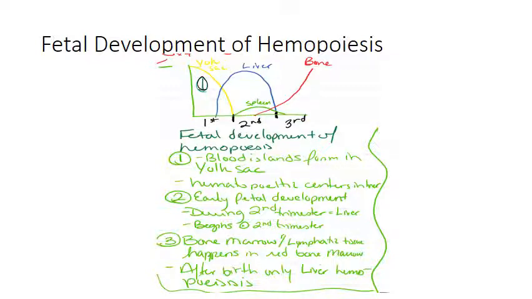Number two is going to be the liver. Okay. Very important that you know this graph. Very, very, very important. You need to know it for anatomy, and you need to know it for histo. Number three is going to be the spleen, and number four is going to be the bone.